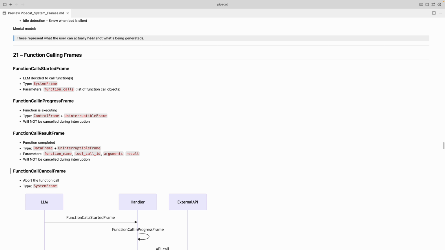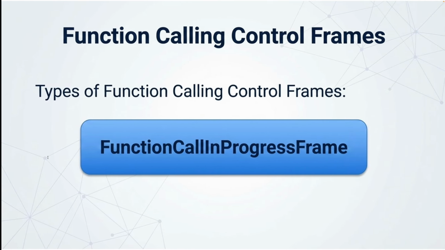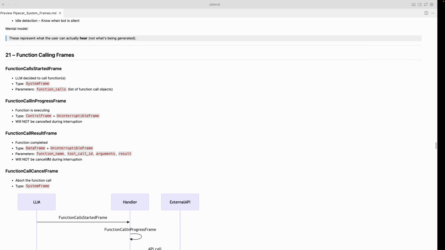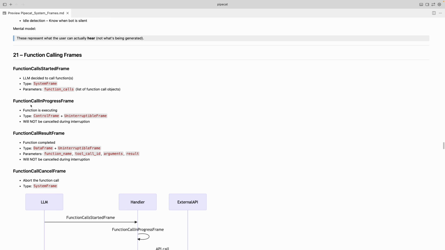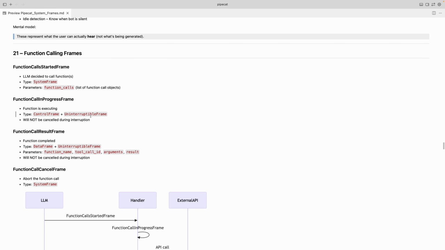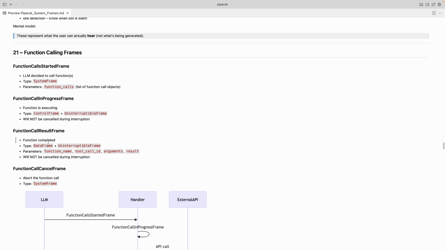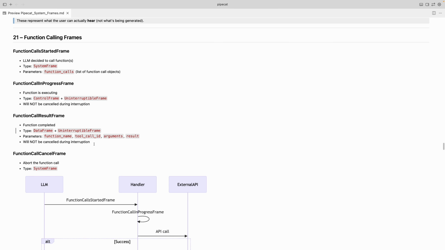cancel are system frames. So function call in progress is the control frame that we discussed over here. The call in progress frame is a control frame, and it is an uninterruptible frame. The function call result frame is also a data frame, and this is again uninterruptible.